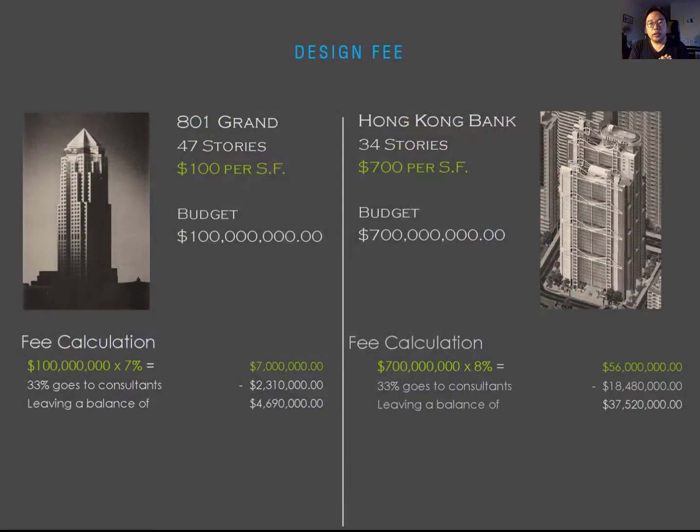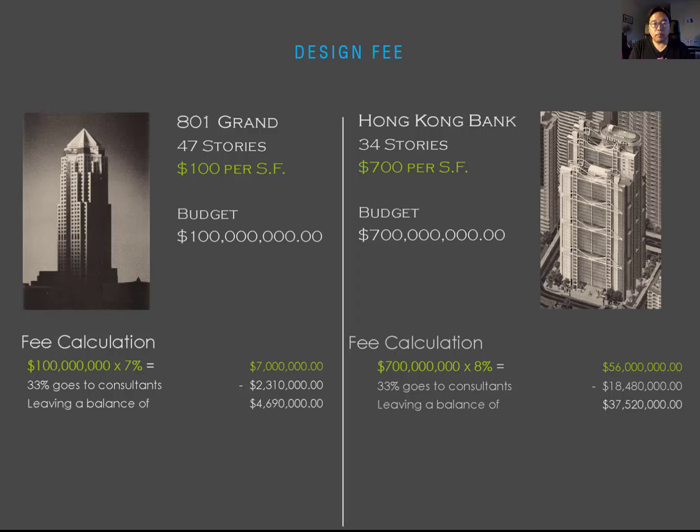Okay. So next we talk about the design fee. The fee is basically from the firm. So I just brought two projects here. The left one, 801 Grant, is from HOK. The right one, the Hong Kong Bank, was designed by Norman Foster. The left one, HOK, is a corporate company, and the right one, Norman Foster, is a Star Architect. So depending on the company and the project type, of course, it has a different design fee.